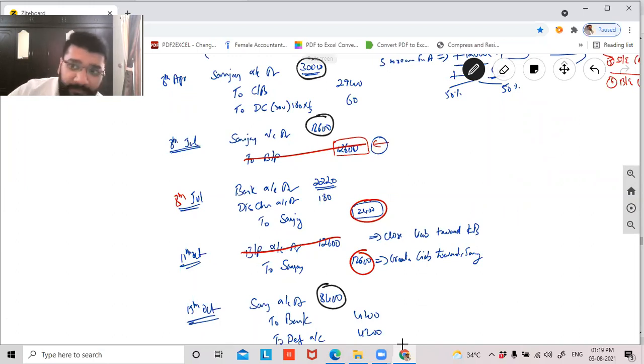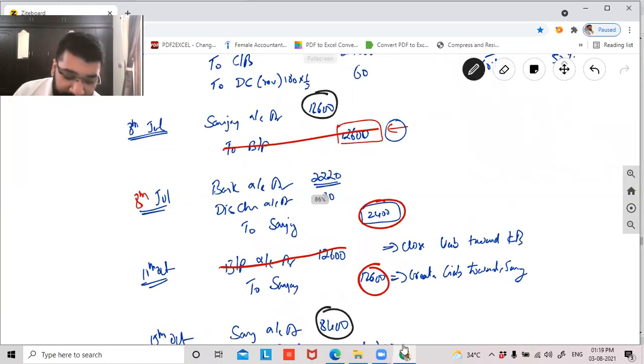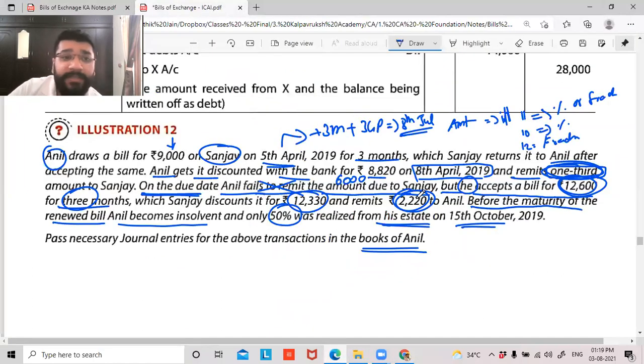Tell me, guys. This is illustration number 12 for you, which is exactly the same as what we did for 11. In 11, we did X's account, no? Here we did Anil's account. Comfortable, not comfortable?